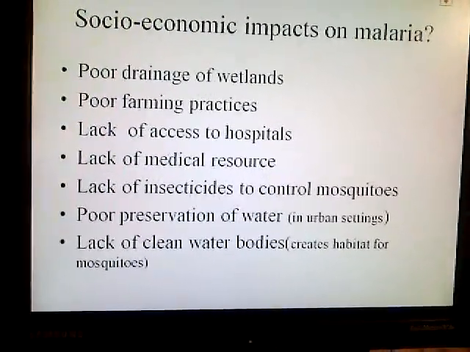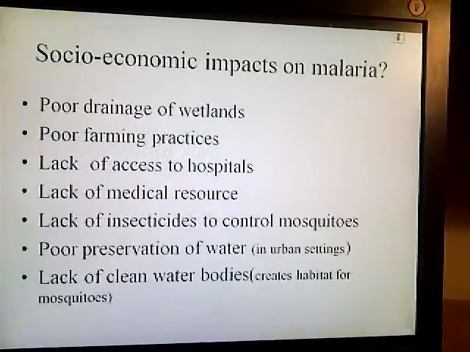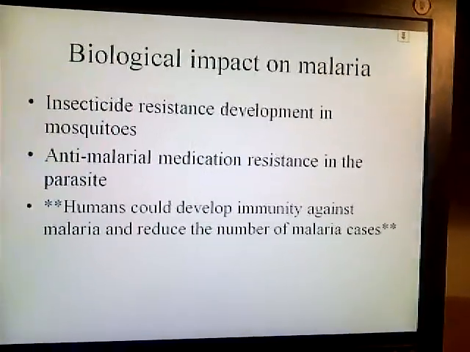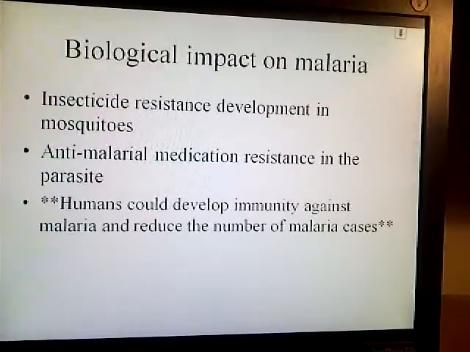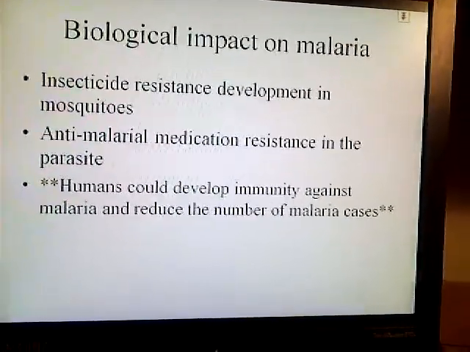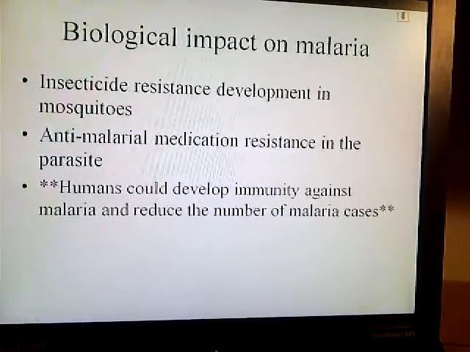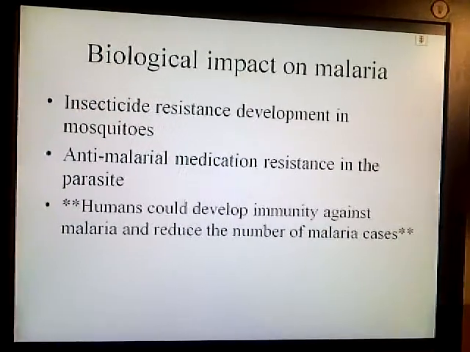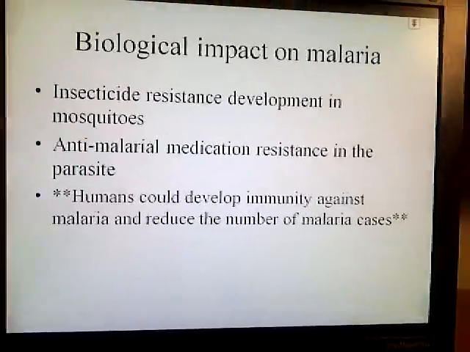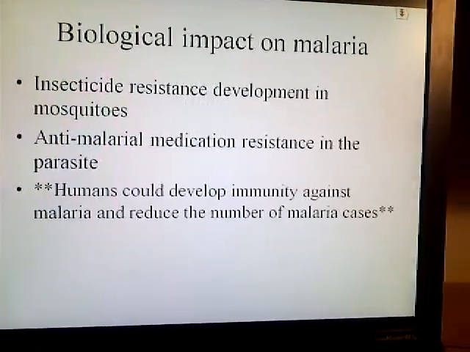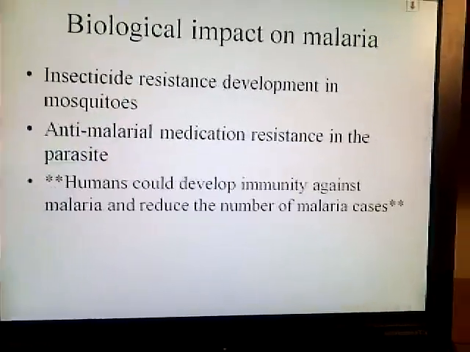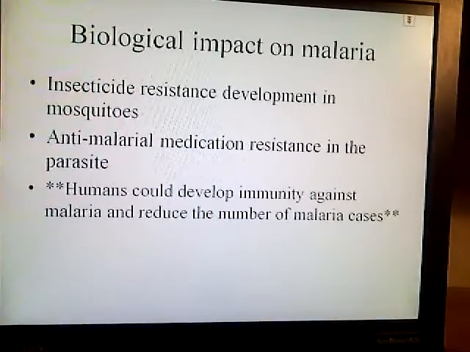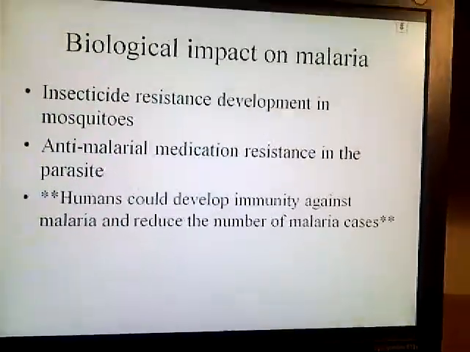So basically there are also biological impacts of malaria. Insecticide resistance can emerge in mosquitoes, and anti-malarial medication resistance in the parasite might also emerge. They contribute to increased malaria cases, as you cannot kill the parasites or the mosquito. Humans could develop immunity against malaria and reduce the number of malaria cases, but this has not been studied exclusively, so it's still a theory out there.